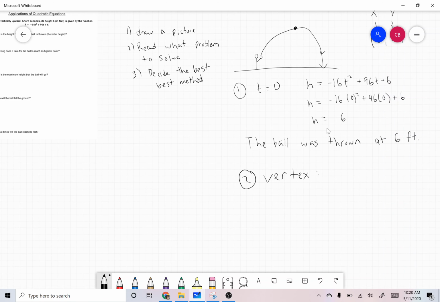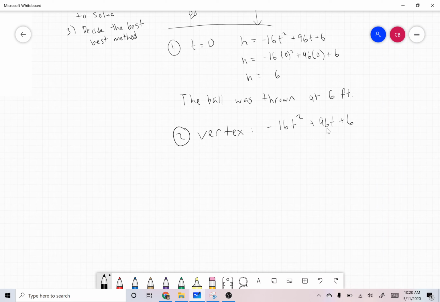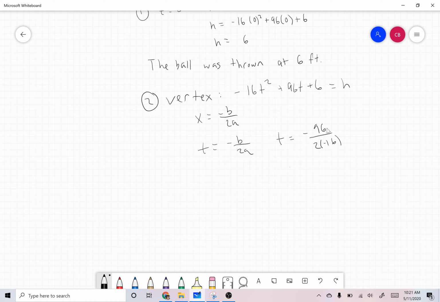How can we figure out the vertex? We have negative 16t squared plus 96t plus 6. Well, we have that formula that says x is equal to negative b over 2a. To get the x variable, well, x is actually t in this case. So t is equal to negative b over 2a. And in this case, t is equal to negative 96 over 2 times negative 16, which is t is equal to negative 96 over negative 32, which is 3 seconds.